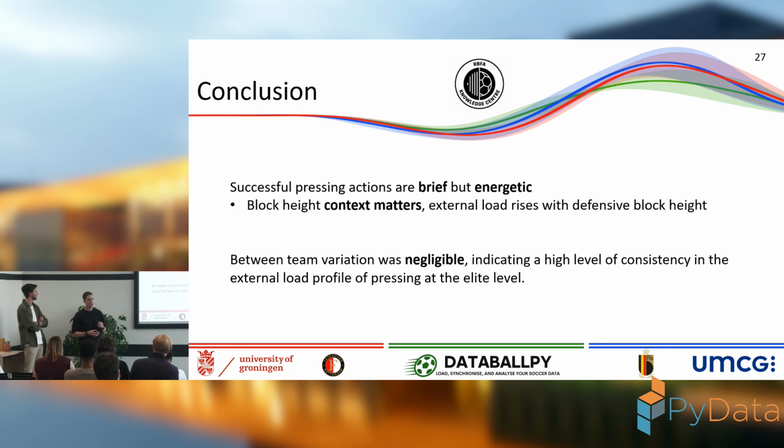So the between team variance turned out to be negligible, which means that there was a high consistency in the external load profiles of pressing at an elite level. And to give a practical example, this tells us that what it takes for a team like Liechtenstein to press successfully is exactly the same external load-wise as what it takes for Spain to press successfully. So no difference in teams here, which is quite interesting, I'd say.